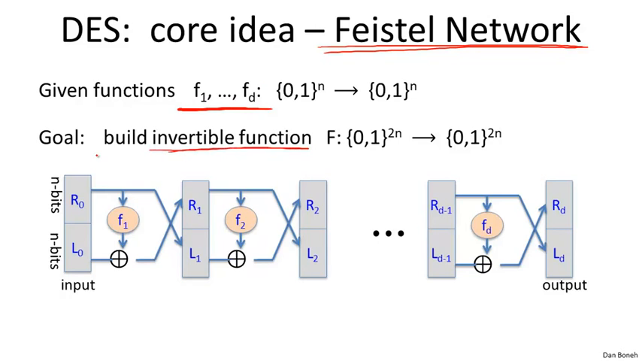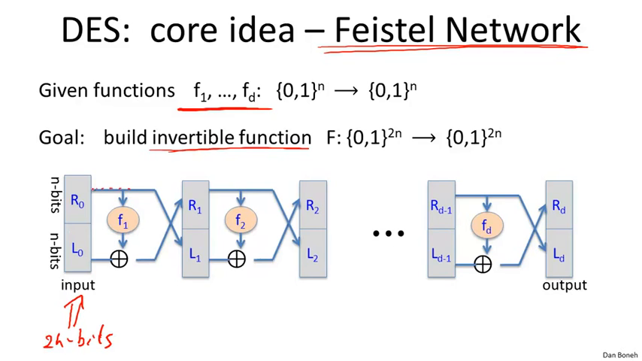The way we'll do it is by building a new function, we'll call it capital F, that maps 2n bits to 2n bits. The construction is described right here. So here we have our input. You notice there are 2 blocks of n bits. In other words, the input is actually 2n bits. R and L stand for right and left. Typically people describe a Feistel network from top to bottom, in which case these n bits really would be right and left. But here it's more convenient for me to describe it horizontally.